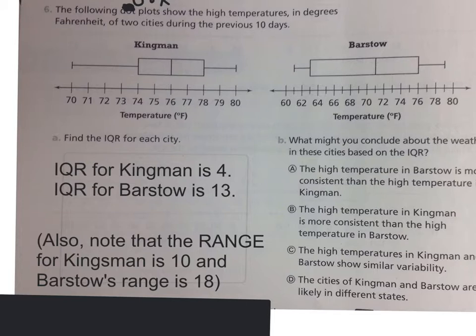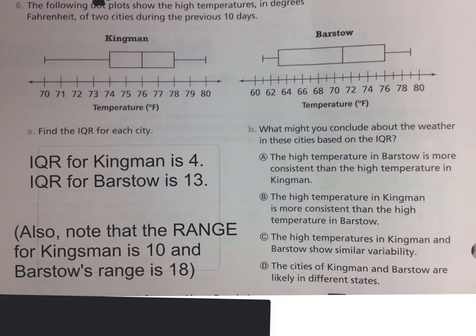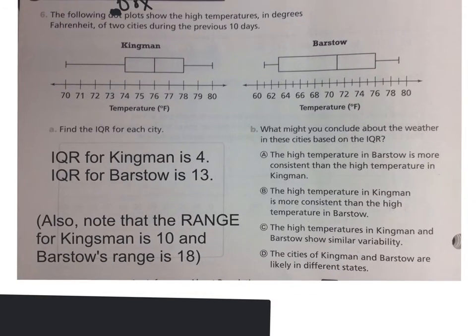So based off of that, that just gives us a little bit more of the picture here about what's happening. Now if you look at part B, it says based on the IQR, would we say the high temperature in Barstow is more consistent than the high temperature in Kingman? The high temperature in Kingman is more consistent than the high temperature in Barstow. High temperatures in Kingman and Barstow show similar variability, or the cities of Kingman and Barstow are likely in different states.